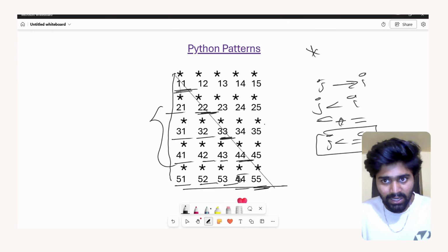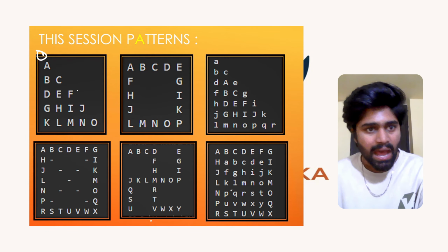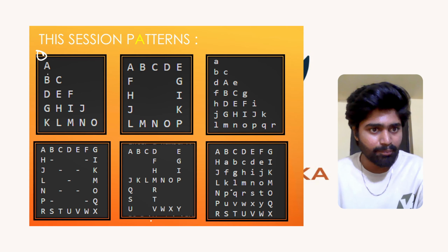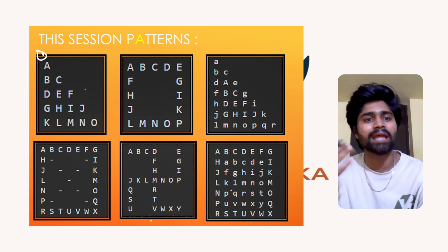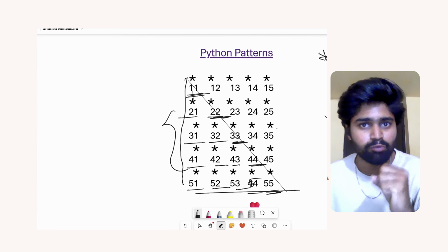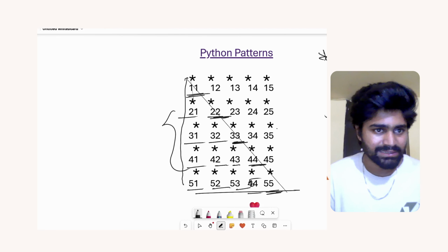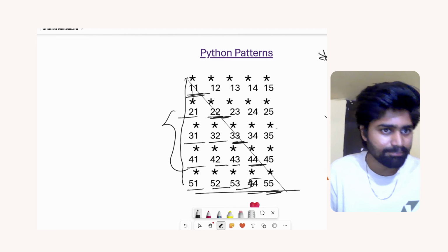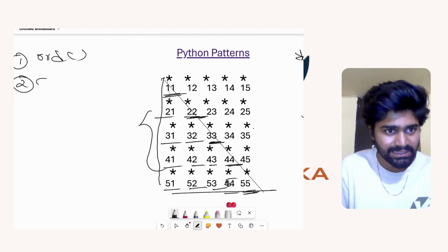Instead of printing the star, we need to print the character. So what is the character I should print here? I should print the capital letter here. That capital letter will be incremented: A, B, C, D, E, F, G, H, I, J, K, L, M, N, O, P. Like that it has to go. There is one function in Python which is used to get the character automatically. In Python there are two functions, guys: one is the ord function, the second one is the chr function.